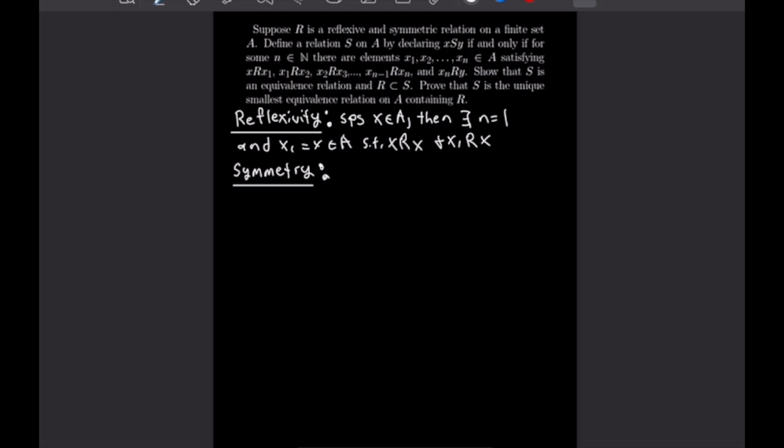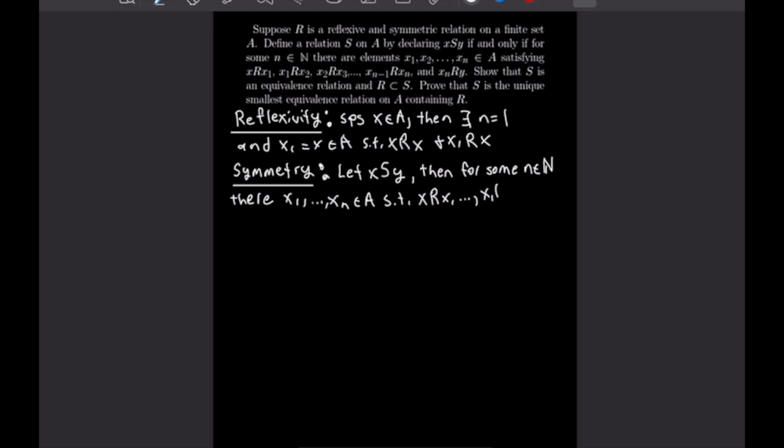For this one, we're going to begin by letting x be related to y by S. Then we can use our definition for S. So then for some n, which is a natural number, there are x1 through xn, which are in A, such that x is related to x1, all the way up to x1 is related to x2, all the way up to xn minus 1 is related to xn. And also that xn is related to y.